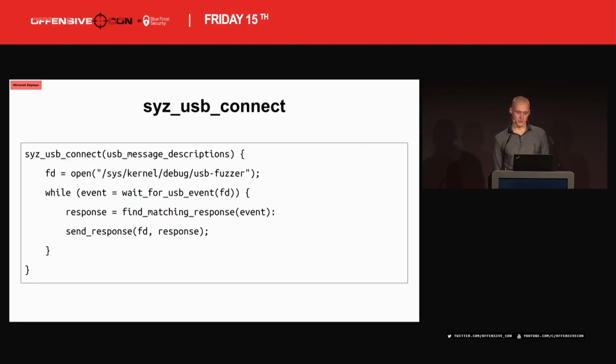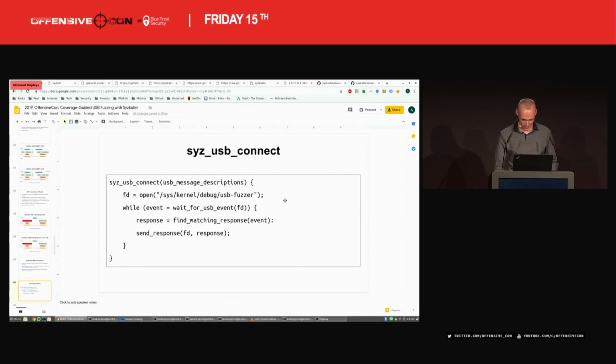And this is what this fake syscall would look like. It's quite simple. The argument that it has is actually generated based on those structures that I described. And it would just open a USB fuzzer. And here it's actually missing a step. I forgot it. Let me fix it.